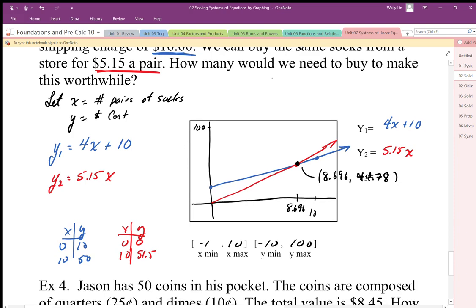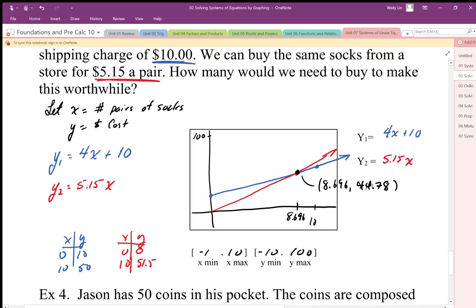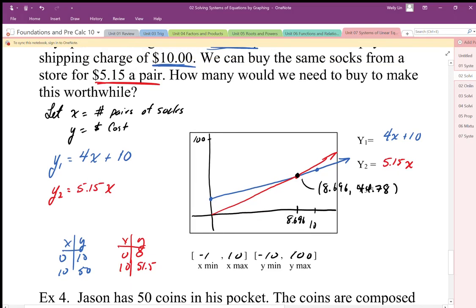So how many would we need to buy to make this worthwhile, to buy at $5.15? X needs to be less than 9 pairs of socks if we want the red graph to be more worthwhile. Okay, that would make us choose that.